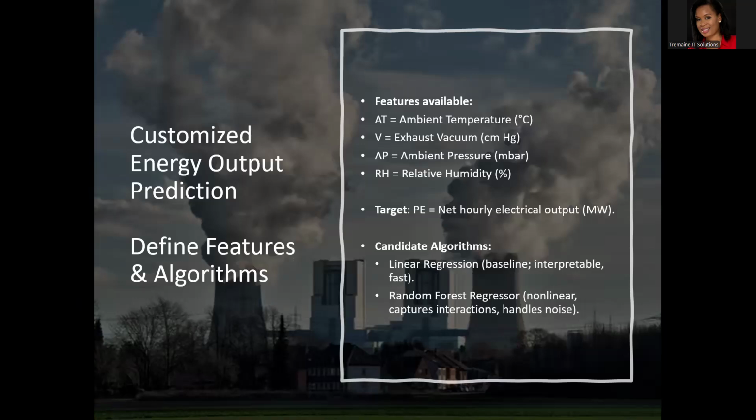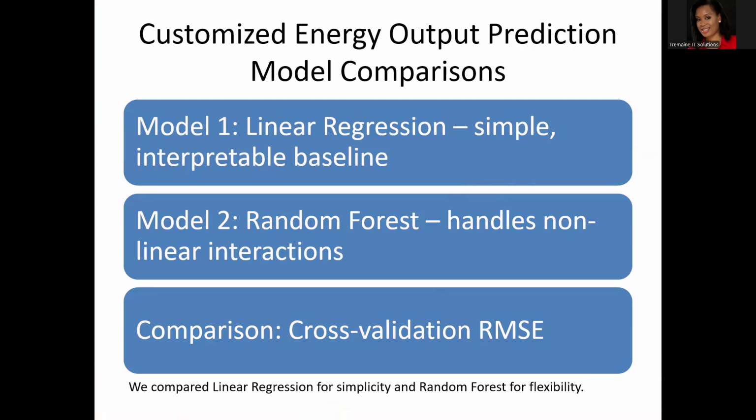What are our features available? Ambient temperature, exhaust volume, ambient pressure, and relative humidity. Our target is PE, which is net hourly electrical output. And then our candidate algorithms are going to be linear regression, a baseline that is interpretable and fast, as well as random forest regression, which is non-linear, captures interactions, and handles noise.